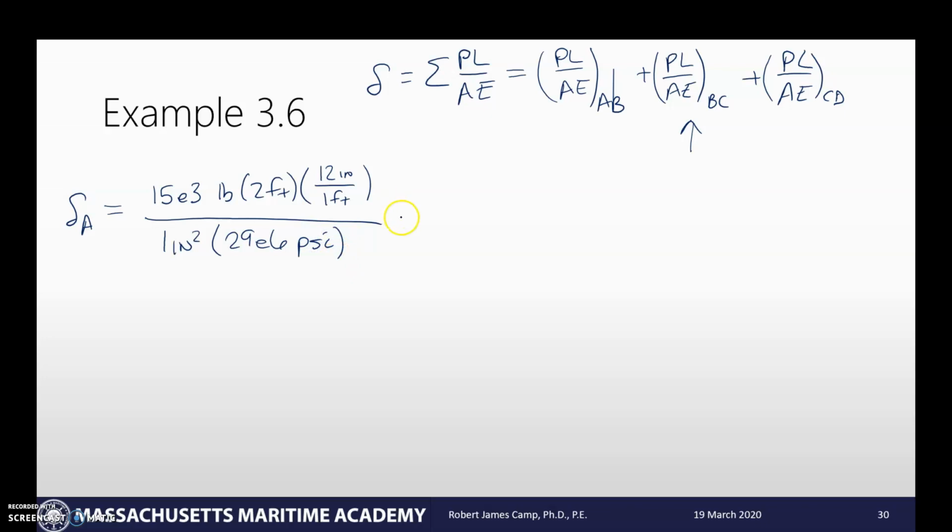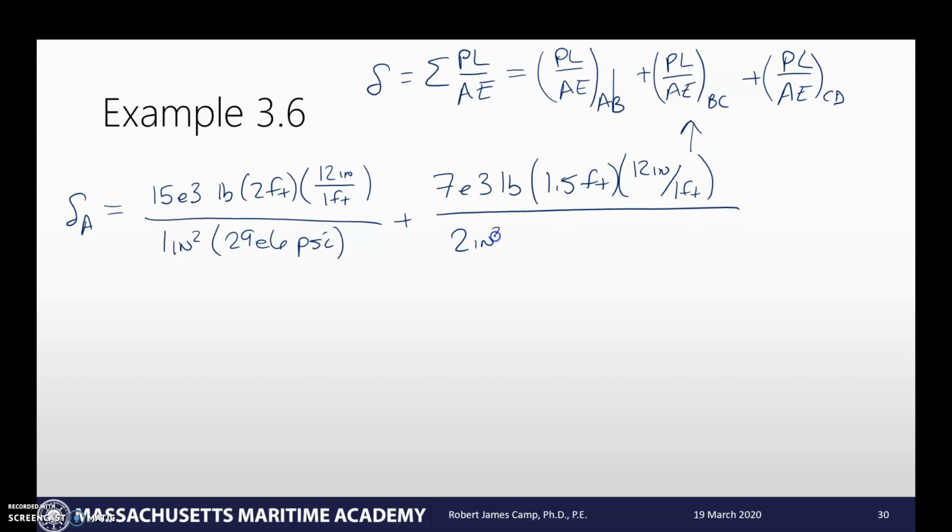That's A to B. Let's do B to C. I have 7 kips, or 7 times 10 to the 3 pounds. That one acts over 1.5 feet, and then I'm going to convert that, 12 inches per 1 foot. Divide that by the area, 2 inches squared. Same modulus of elasticity, 29 e to the 6 psi.